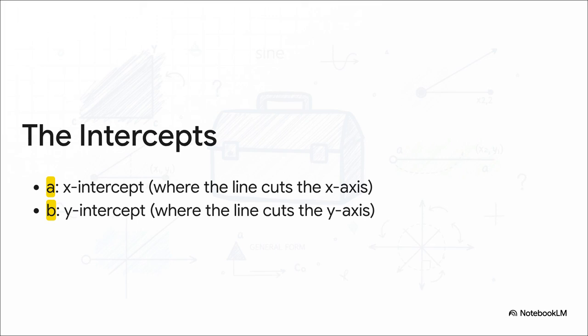Here, A stands for the x-intercept. That's where the line cuts the horizontal axis. And B is that y-intercept we've seen before. If you happen to know those two values, this is, without a doubt, the fastest tool in the box.